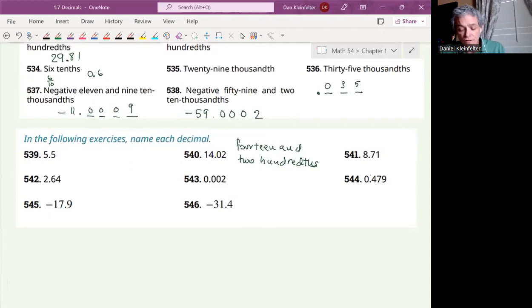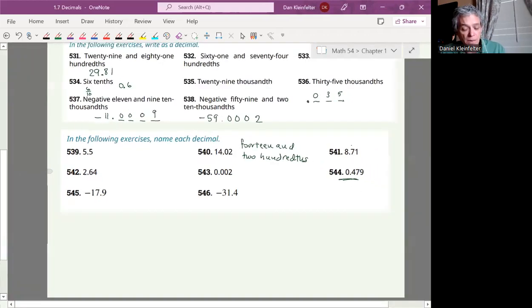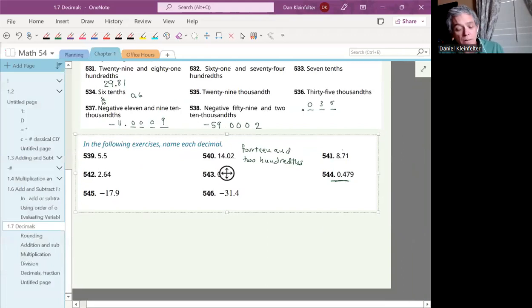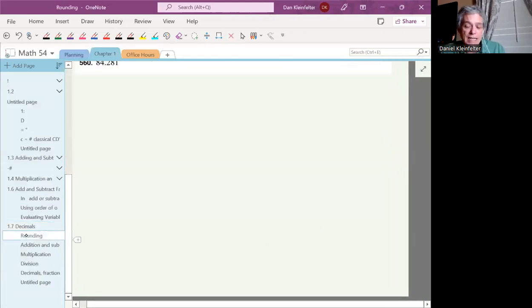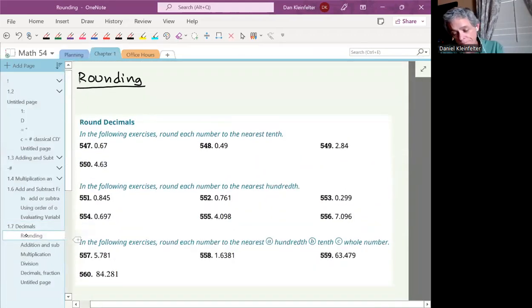Okay. 544 is 479 thousandths. 541 is 8 and 71/100ths. Okay, if you need more help in going back and forth between words and decimals, let me know.